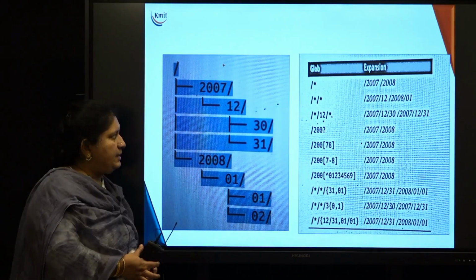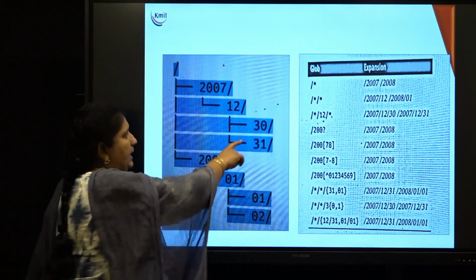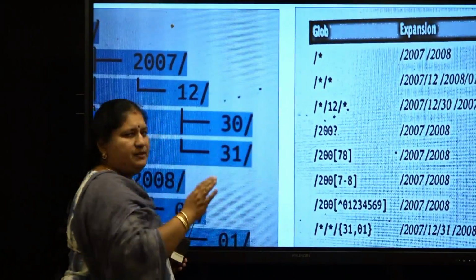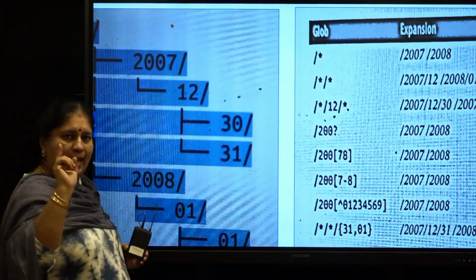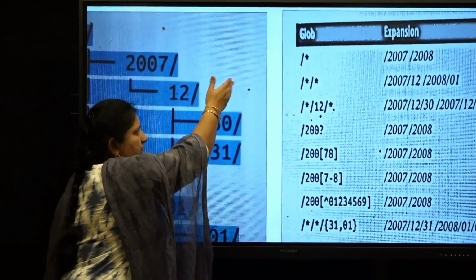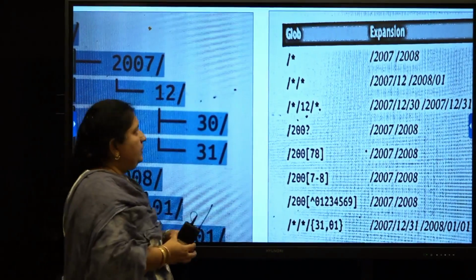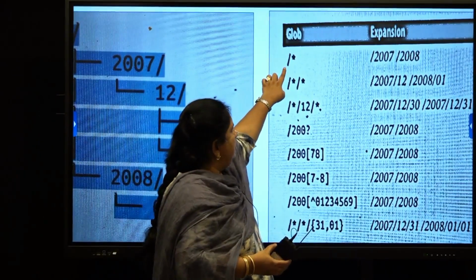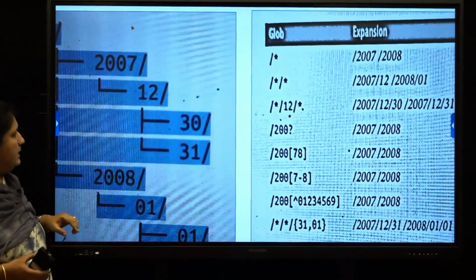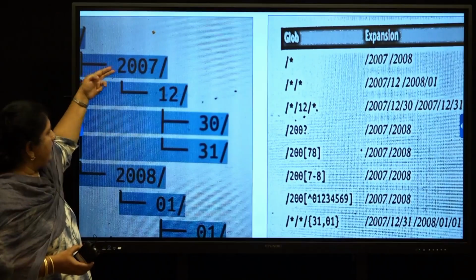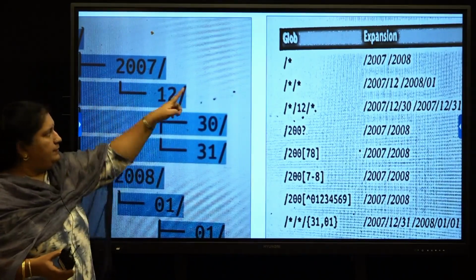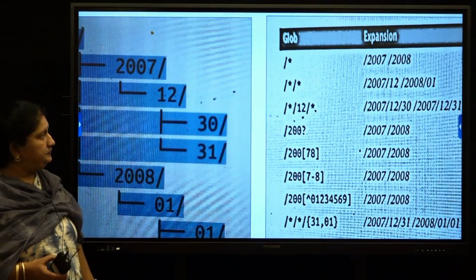Now say for example with my ls command I have given hdfs dfs -ls, this is the command. Post ls I have given / and star. What does that mean? From the root folder show me all the contents. So in the root folder what are the contents we have? Under the root folder I have only two subfolders 2007, 2008. That is how the output will be given.